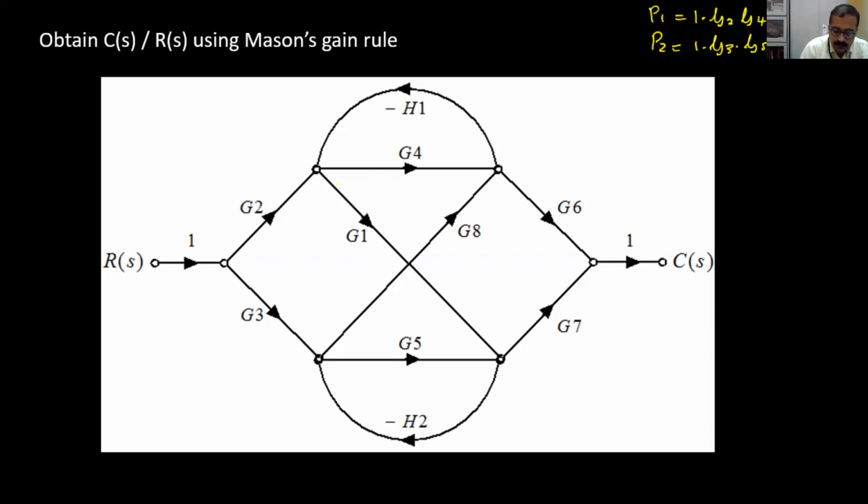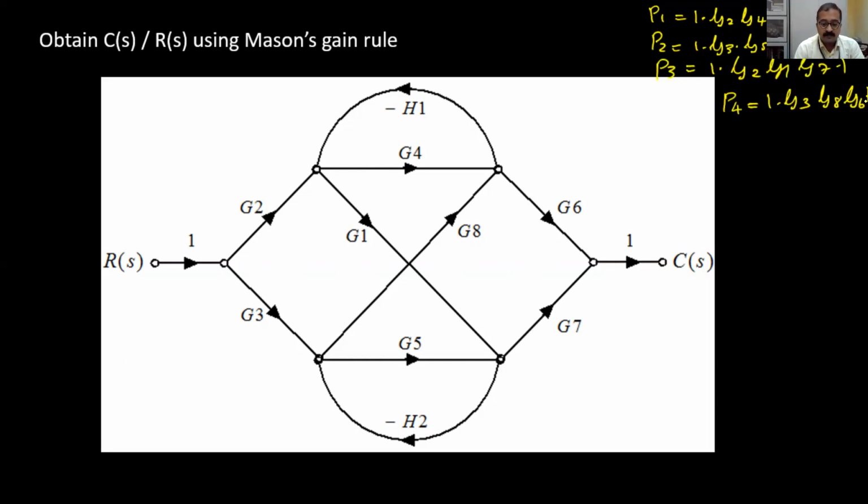1, G2, G1, G7, 1. 1, G2, G1, G7, 1. So what will be P4? 1, G3, G8, G6, 1. Okay. Any other possible forward paths?